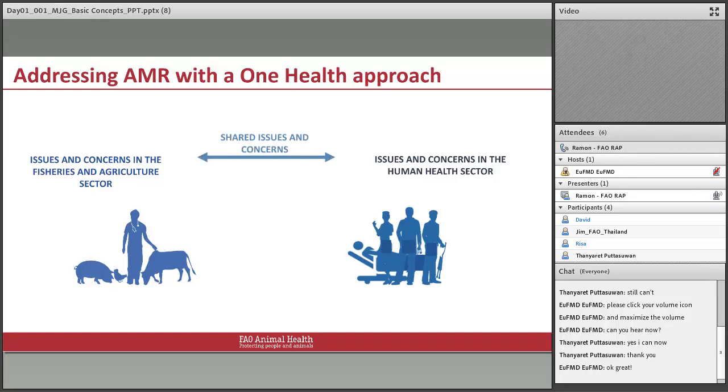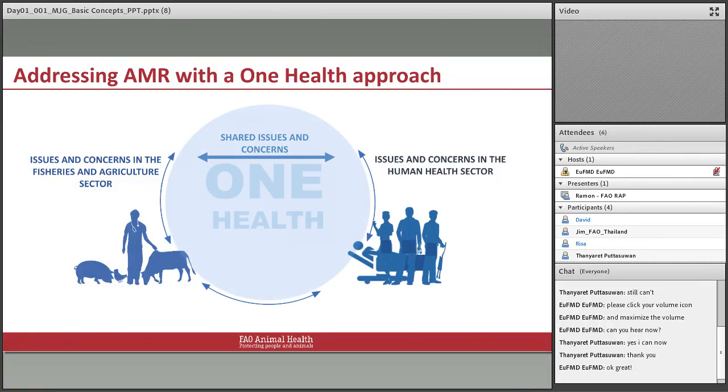So what is the ideal for us? There are issues and concerns in the fisheries and agriculture sector. There are also issues and concerns in the human health sector. But there are also shared issues and concerns. And this is where the One Health force will be very much needed.